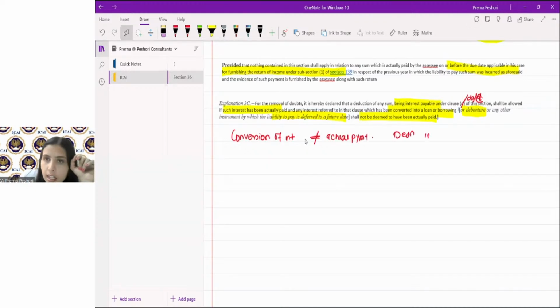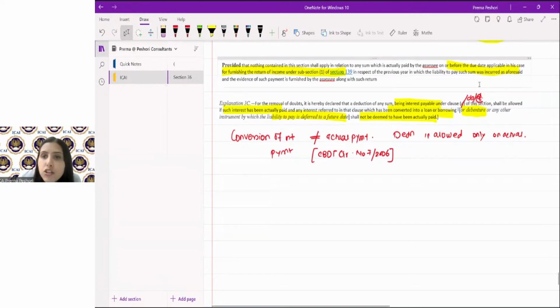So deduction is allowed only on actual payment, right? So deduction will be allowed only when the converted interest is actually paid, right? There is a CBDT circular to that effect also. CBDT circular number 7/2006. So earlier the term debenture was not present here, and now while Finance Act 2022 amendment, even that has been introduced over here. Are we clear?